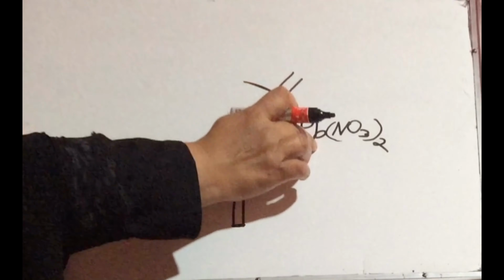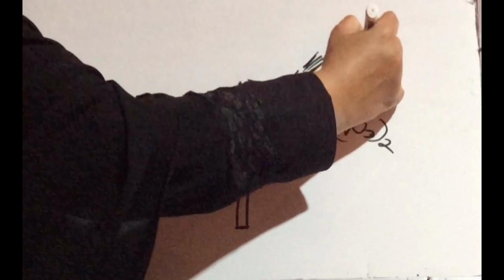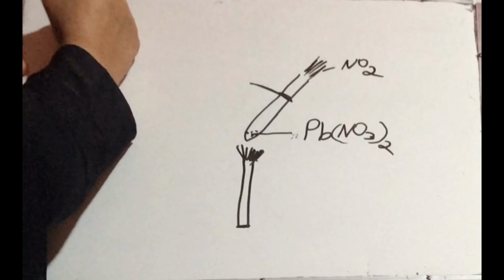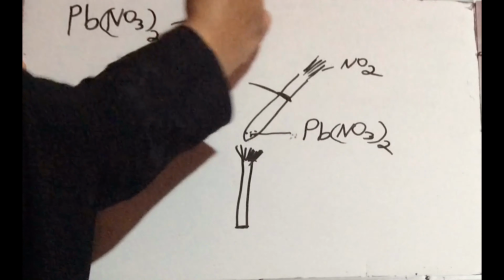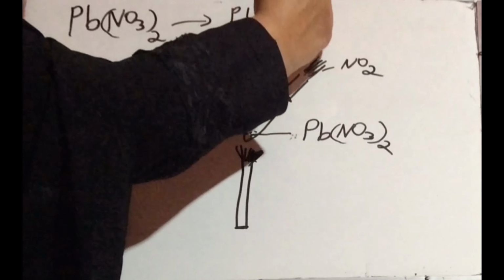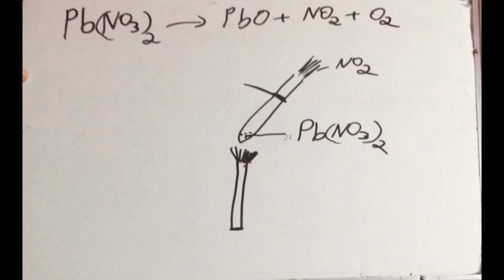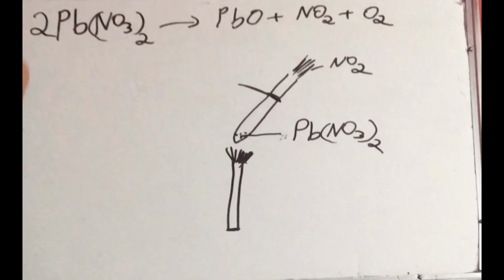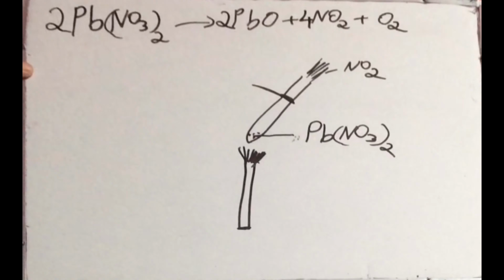We can see that this lead nitrate will turn into a yellow precipitate and brown fumes. Nitrogen dioxide gas will be liberated. The equation here will be Pb(NO3)2 on heating will give you PbO plus nitrogen dioxide gas plus oxygen. Always you have to write the balanced equation. Without balancing you will not get the mark. So try to balance this equation. 2Pb(NO3)2 will give you 2PbO plus 4NO2 plus oxygen.